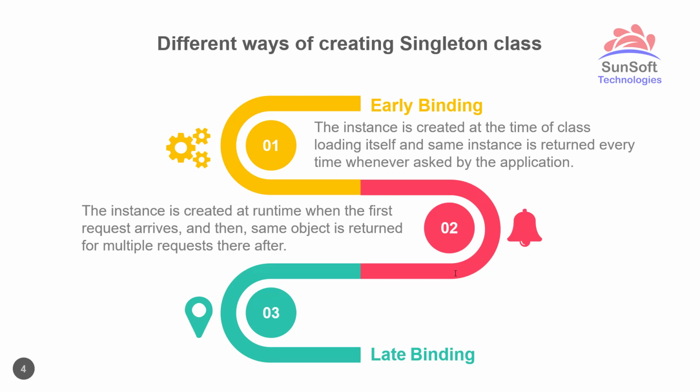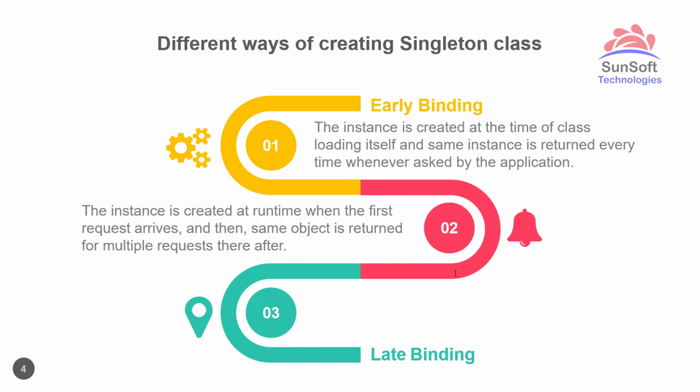It means in memory by default there will be no existing object. The object is only created at runtime whenever the first request arrives for the object, and then once the object is created, thereafter the same object is returned for further requests.